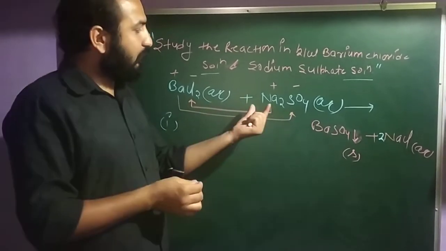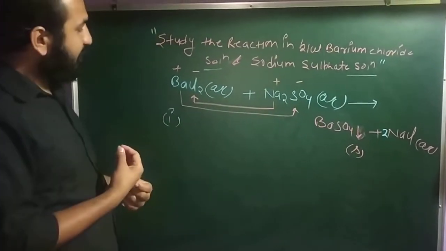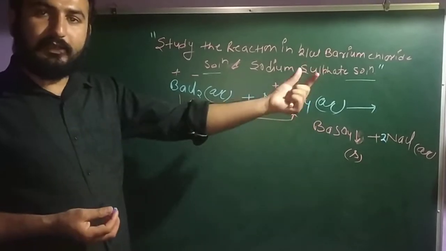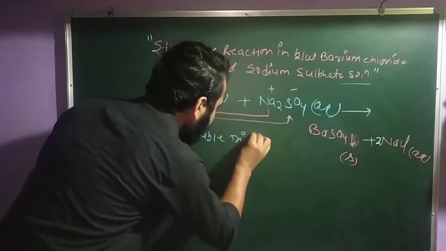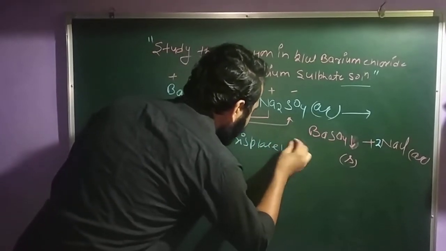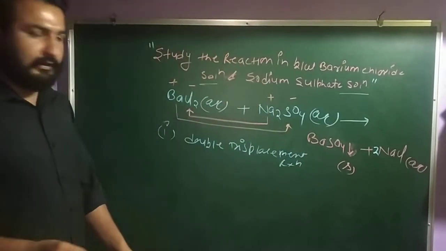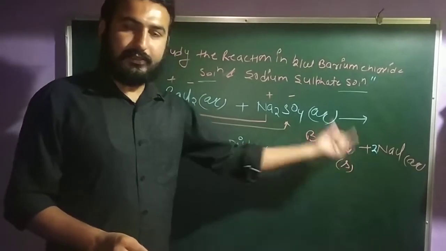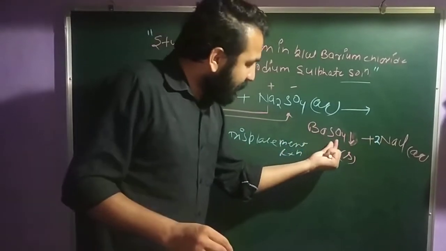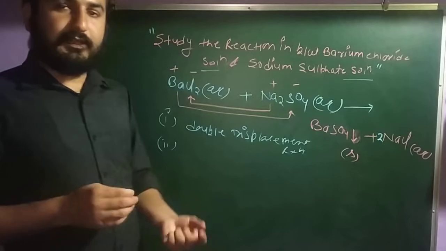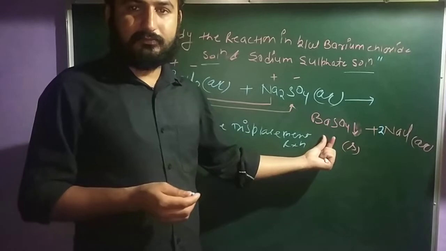So what do you observe? Now the main thing is to study this reaction, the observation, what we observe in this reaction. First of all, you observe this reaction goes for double displacement reaction. That is, this reaction is called double displacement reaction. Clear? So this reaction is a double displacement reaction. And what do you observe again? You observe an insoluble substance is formed in this reaction. And this insoluble substance is known as the precipitate.